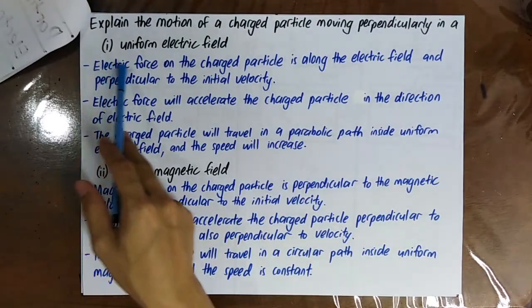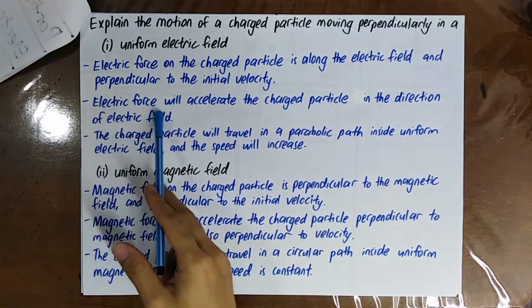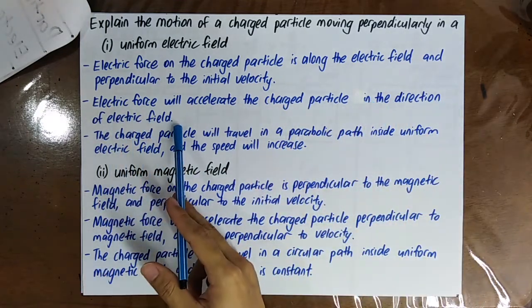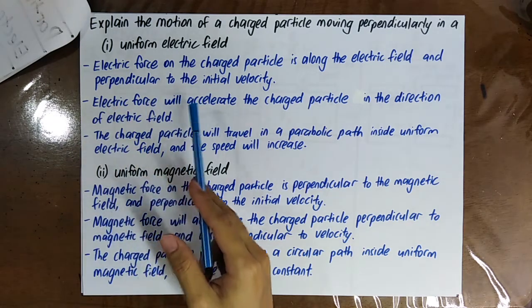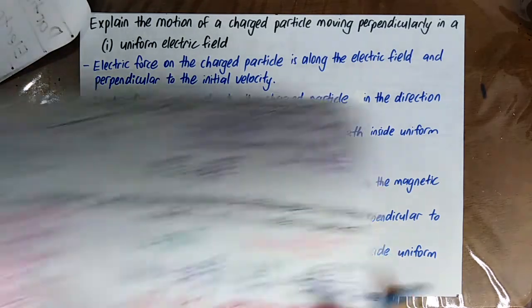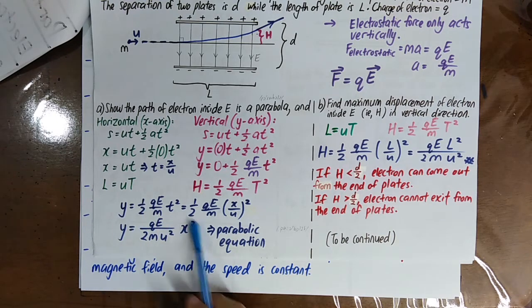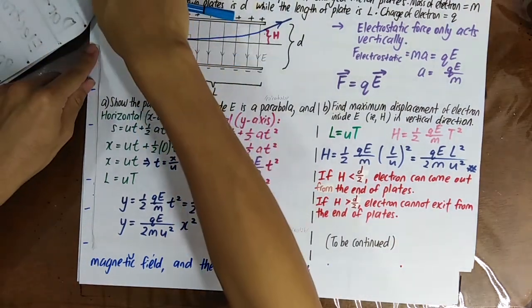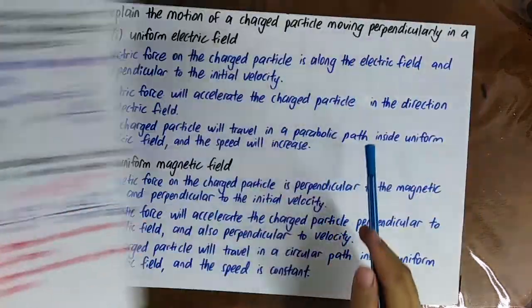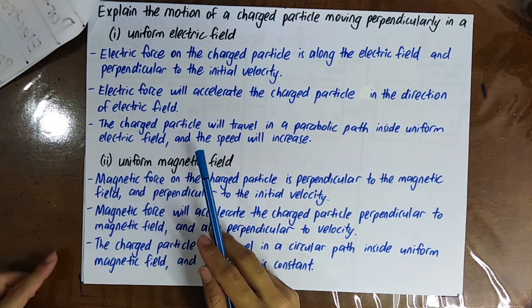So the electric force on the charged particle is along the electric field and perpendicular to the initial velocity. The electric force will accelerate the charged particle in the direction of the electric field. And so the electric force can really do some work onto the charged particle. So the charged particle will travel in a parabolic path, because you can find y equal to something times x squared, and the something is just a constant. So by getting this formula, you know that it is actually a parabolic equation. So the path of the electron inside the uniform electric field is a parabola. So the charged particle will travel in a parabolic path inside the uniform electric field, and the speed will increase.